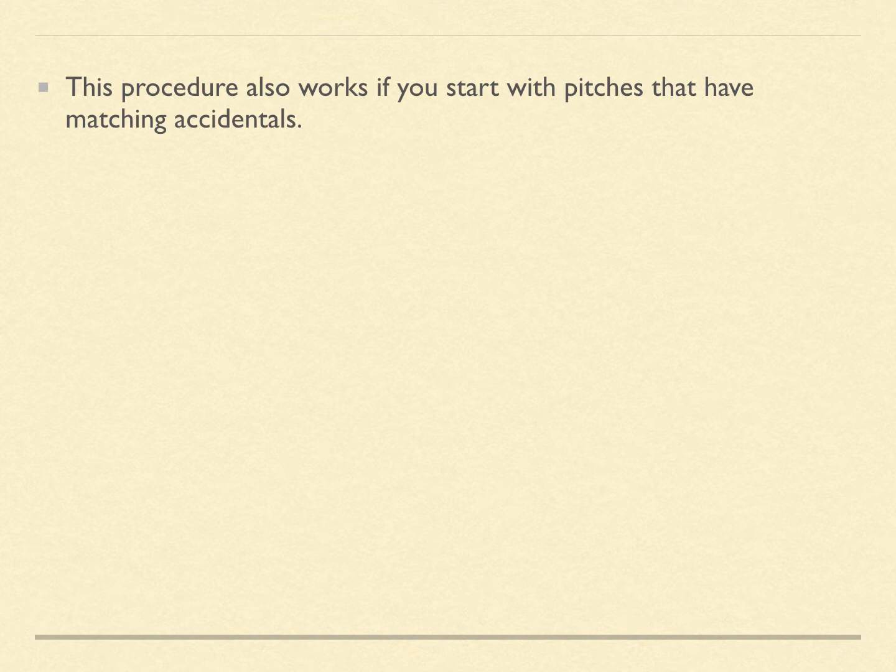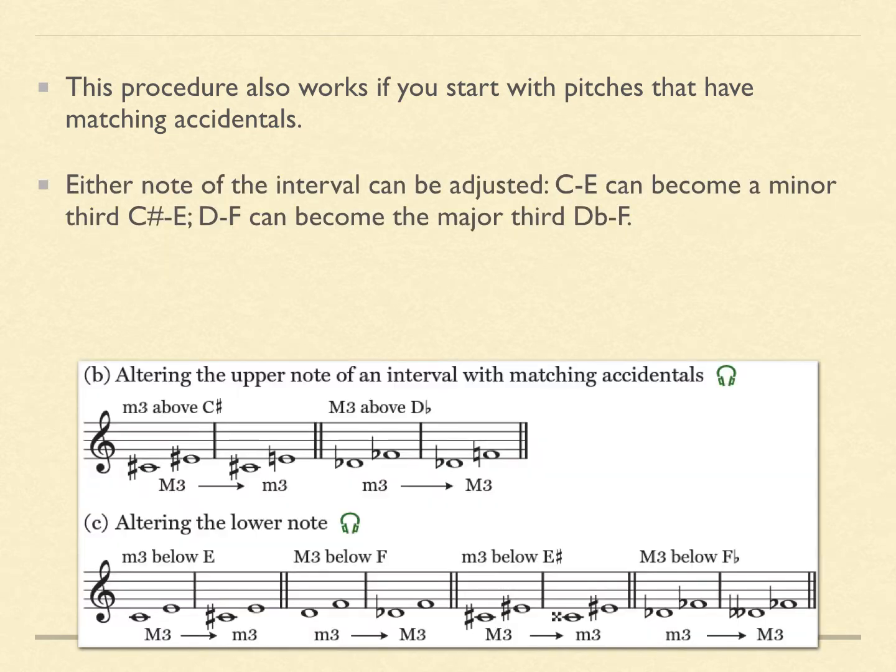It also works if you start with two pitches that have accidentals, so you can go the other way. So if you have a major third of C sharp and E sharp, and you want it to be a minor third, then you just turn the E sharp into an E natural, that sort of thing. So again, this is another kind of cool application of the white key method. But again, I think it takes a little bit more memorization to do it this way.